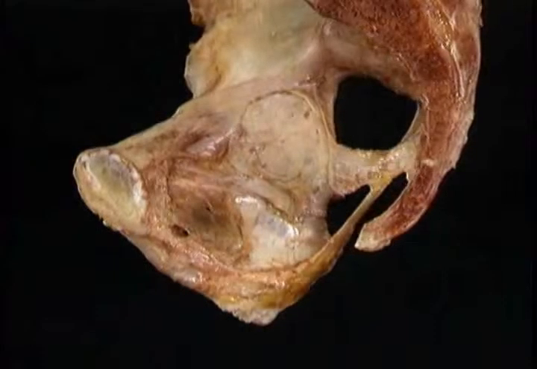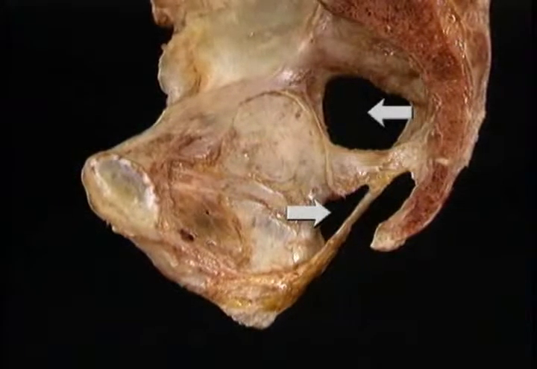First in a male specimen. Piriformis and obturator internus are both hip rotator muscles which arise within the pelvis and pass outward through the sciatic foramina.